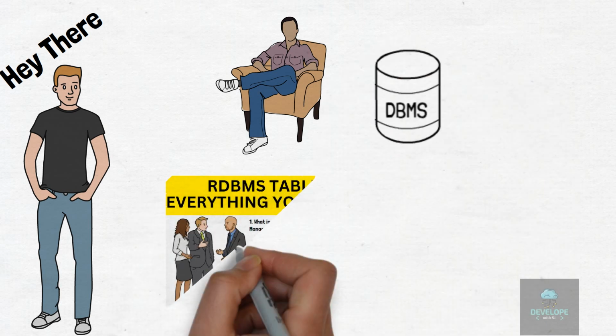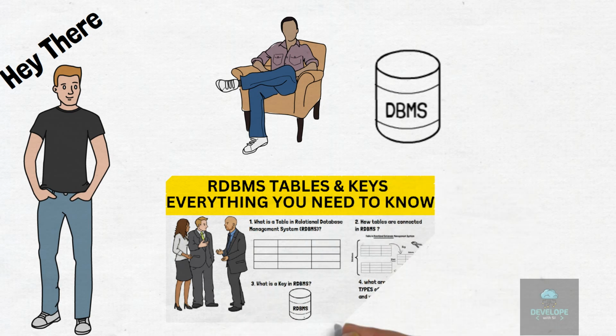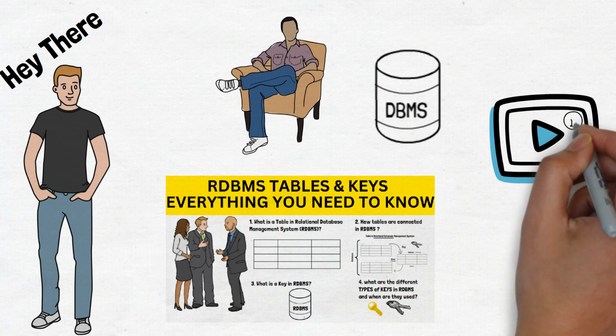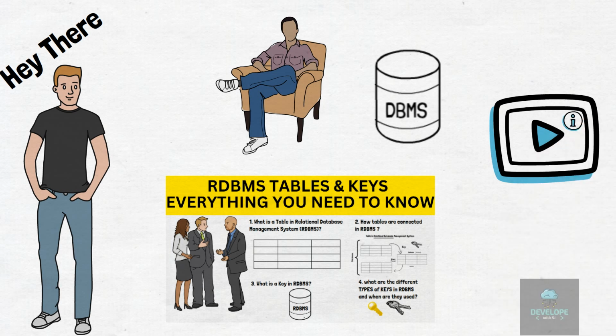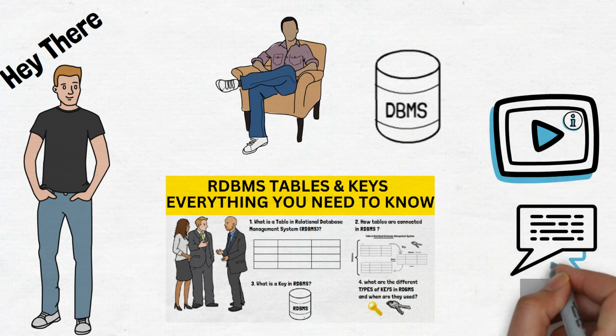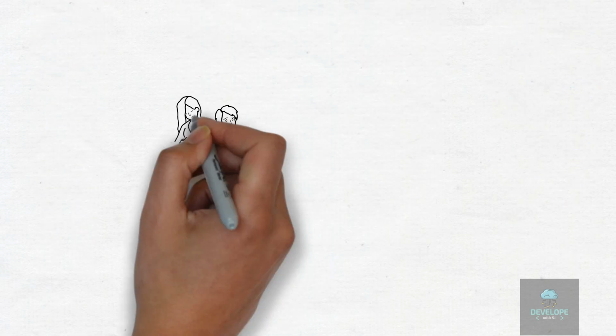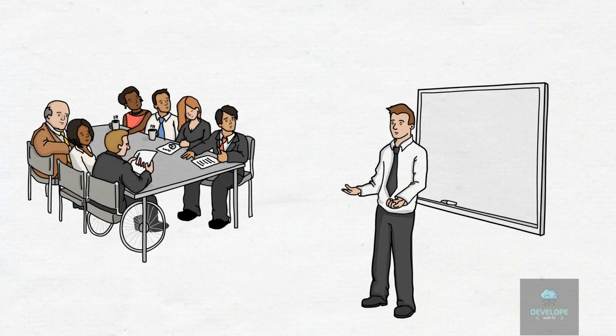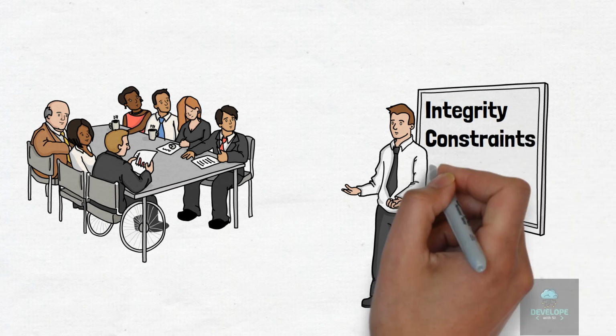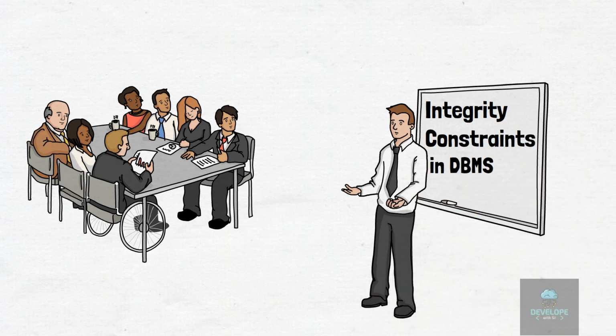Previously we discussed types of keys in a database management system. If you have missed it out, watch the video by clicking on the link above. Link is also available in the description below. In this video, we shall discuss different types of integrity constraints in database management system.